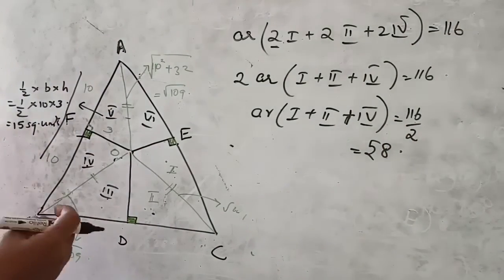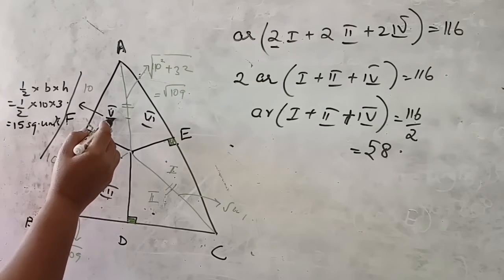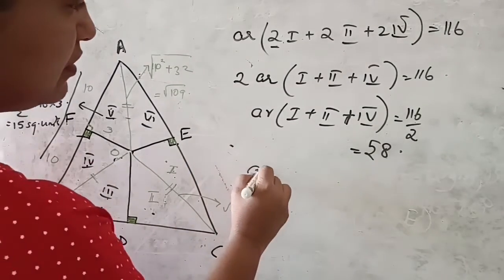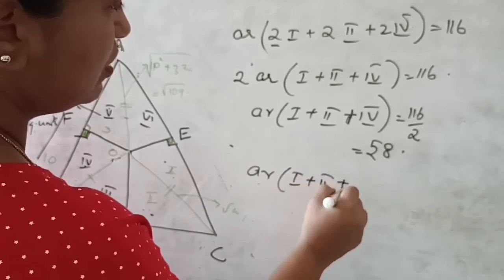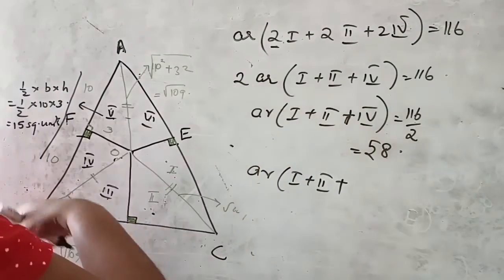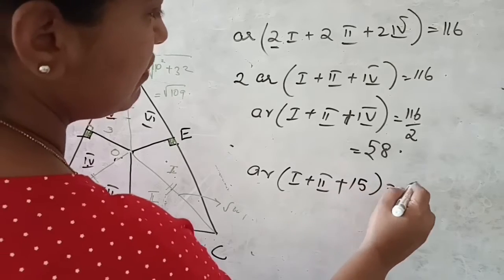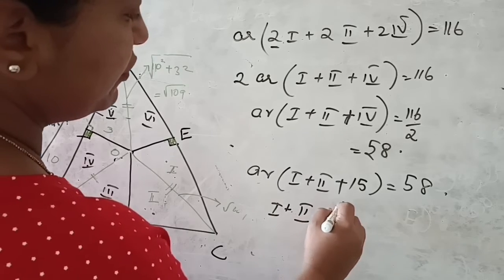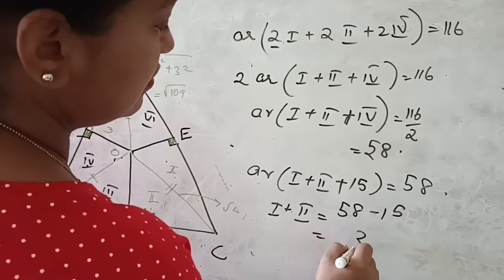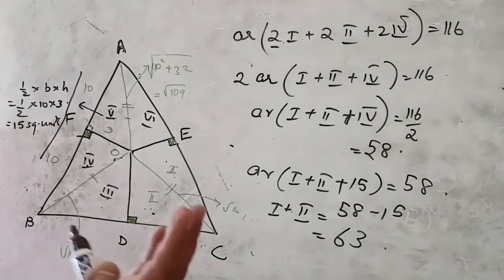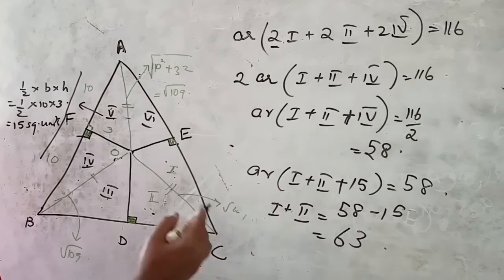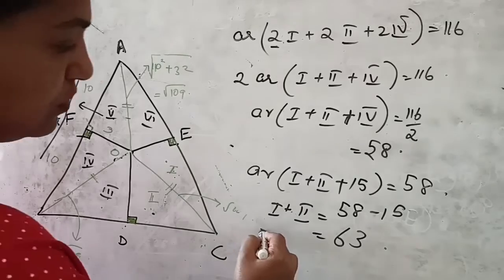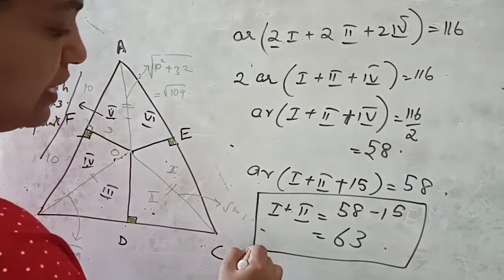58. Is there any area that I know in this? I know the area of 5 and I know the area of 6, which is 15 plus 15, which gives me 30. So I write area of 1 plus 2 plus 4, because we already accounted the 2 over here. So I will write it as 15 is equal to 58. Or area of first part plus area of the second part is equal to 58 minus 15, 63. What was the area that we needed to find? It was the area of CDOE, which we split into 1 and 2. So 63 square units would be my answer.